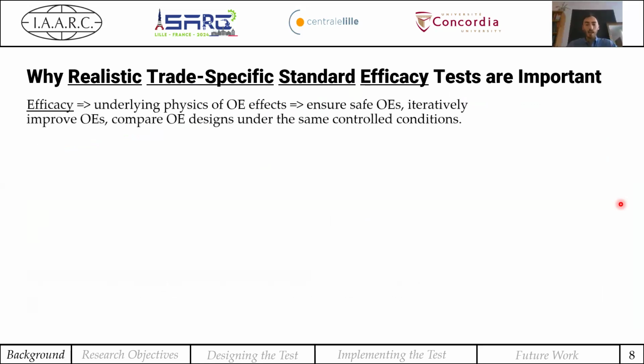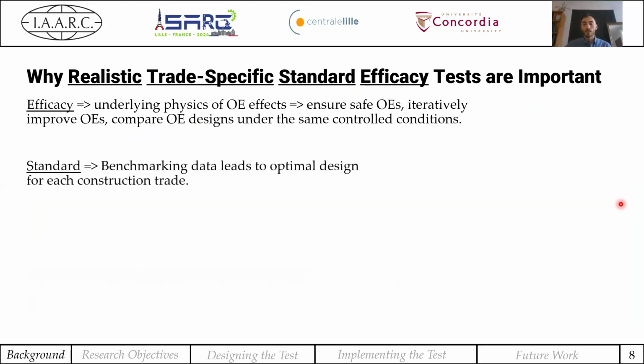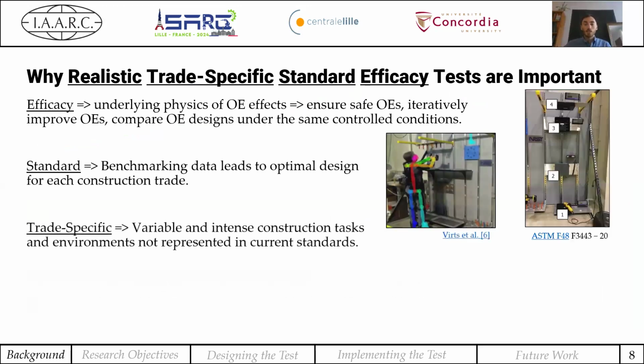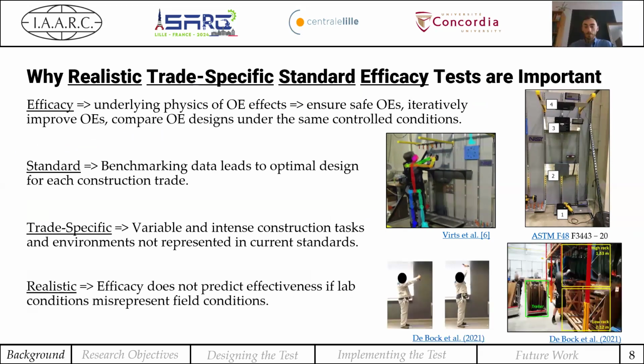Efficacy is important because OEs need to be safe, iteratively improved, and compared in the same controlled environment. Tests need to be standard to acquire benchmarking data, and tests need to be trade-specific to represent the variable and intense construction tasks and environments which are not yet represented in the existing body of standards. Finally, test conditions need to be realistic, because if they're not, then efficacy will not actually be a good predictor of effectiveness.